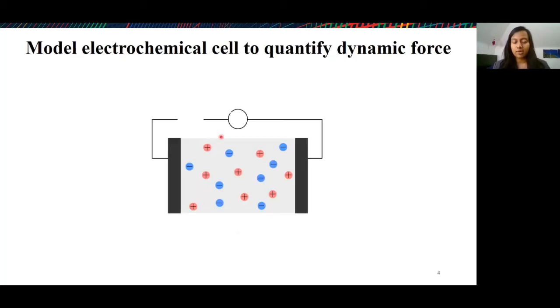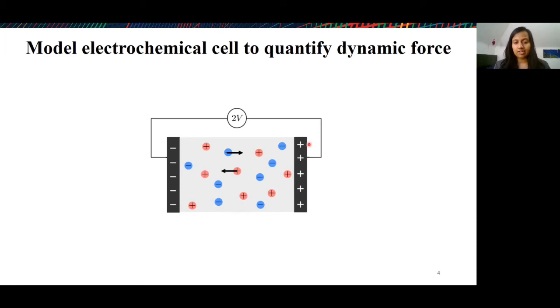To study the force between charged surfaces, the model system that I'm using is an electrochemical cell with parallel electrodes and an electrolyte in between. Here, we want to figure out what the force evolution looks like between these two electrodes. This is kind of hard to imagine intuitively, so I'm going to walk through it step by step. When there's no applied voltage, there's no charge on these surfaces, and the ions are uniformly distributed within the electrolyte. Now we want to look at what happens when you apply a voltage.